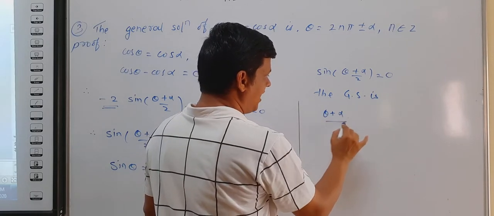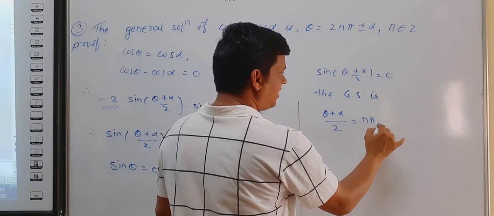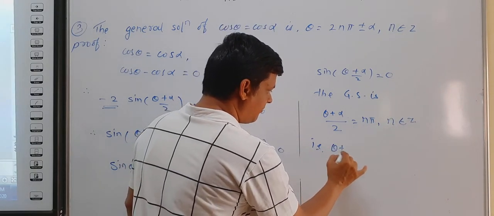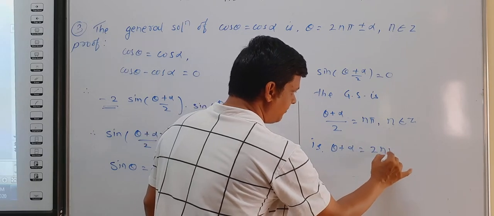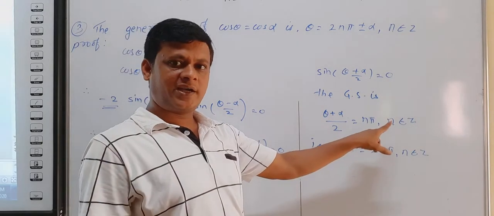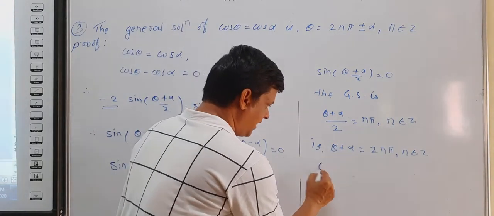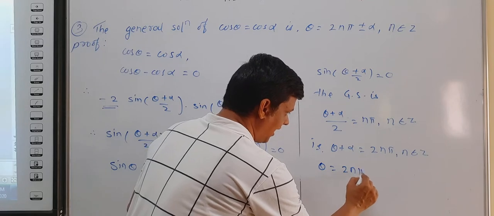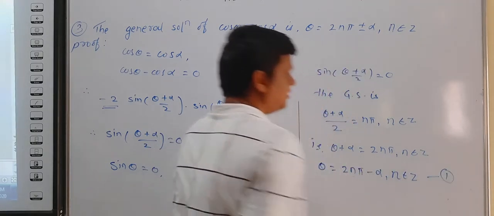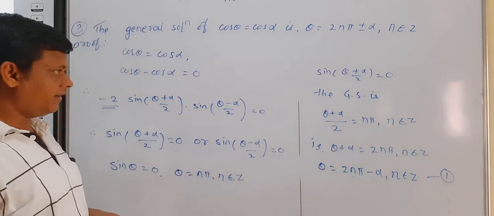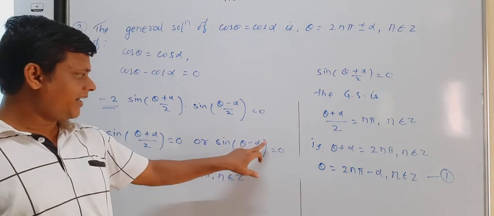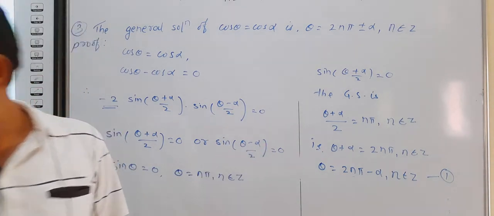So we write for the first equation, that is for sin (theta plus alpha) by 2 equals 0, the general solution is (theta plus alpha) upon 2 equals n pi, n belongs to z, that is theta plus alpha equals twice n pi, n belongs to z. After transferring alpha to the right hand side, theta equals twice n pi minus alpha, n belongs to z. Denote this as equation number 1. Similarly, we write the general solution for sin (theta minus alpha) upon 2 equals 0.